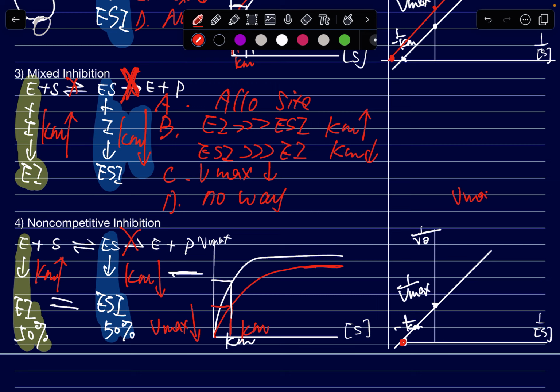What about Vmax? Vmax in this case decreased, so 1 over Vmax would increase. So it will be here, right? Okay, so this is the line after non-competitive inhibition.